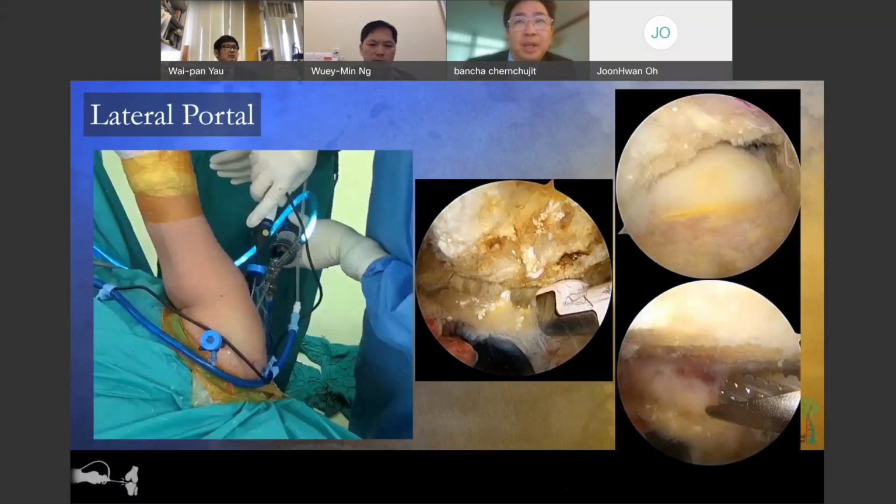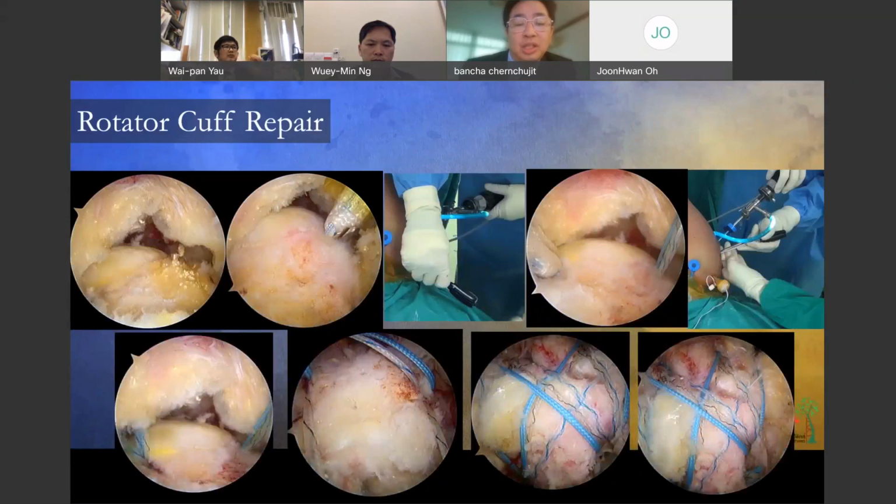And after that, if the patient has a cuff tear, we can continue to do the cuff repair using the same position. You don't need to change, okay? So this is like one example.